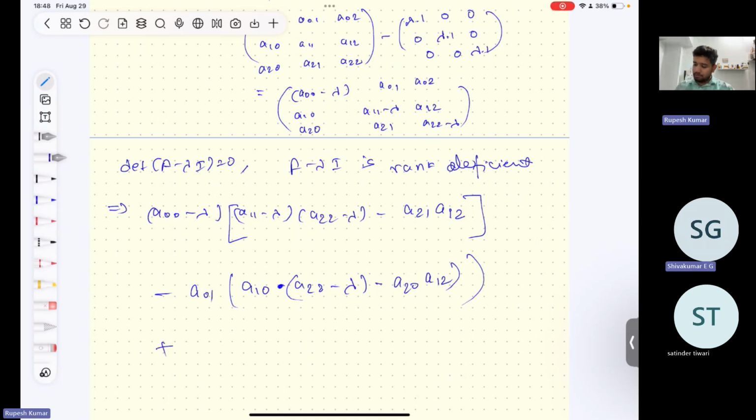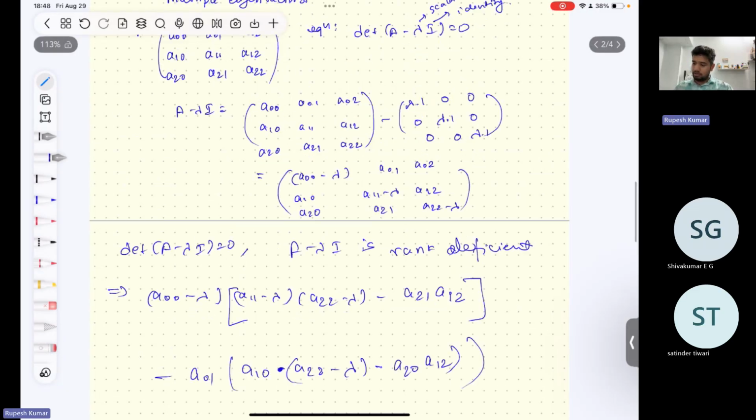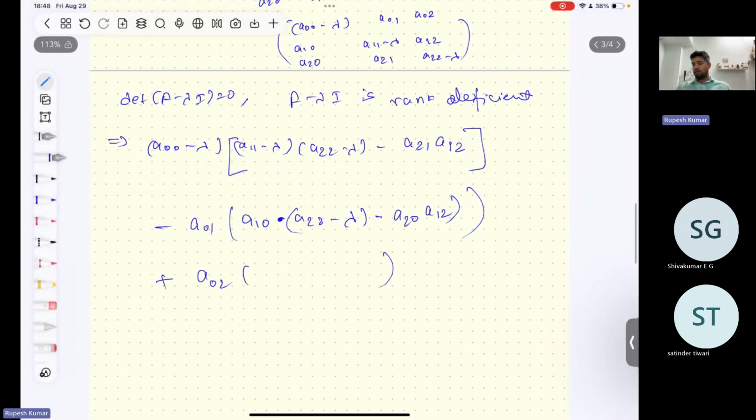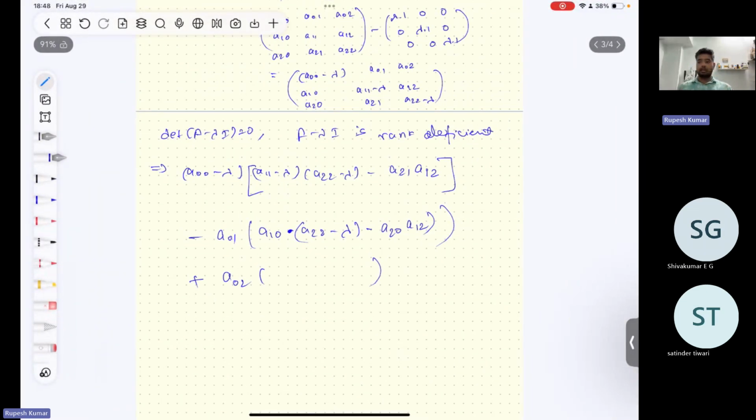Again, the last term is plus, right? The last term is A02 into this minus this into this. Let's do this. So you have something, right? A02 into some quantity. Now we are interested in how this equation looks like, right? Here lambda is an unknown scalar, right?